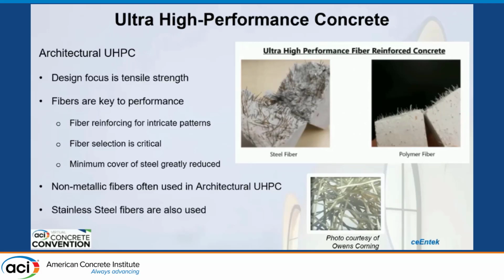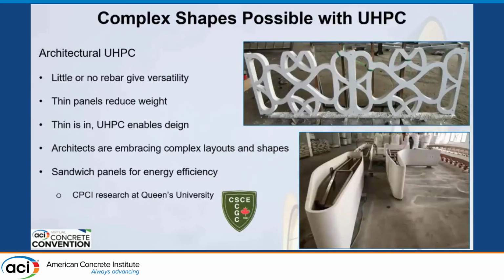Fiber selection, of course, for architectural applications is very important, and we will tend to go with non-metallic fibers, which tend to be preferred for architectural UHPC. There are applications where stainless steel fibers have been used to good effect as well. The idea is that you don't want your fiber to corrode and then stain the exterior of your concrete typically.